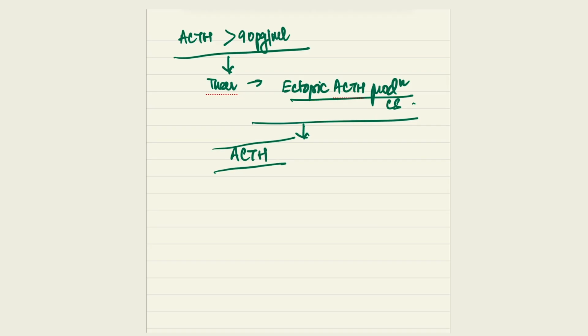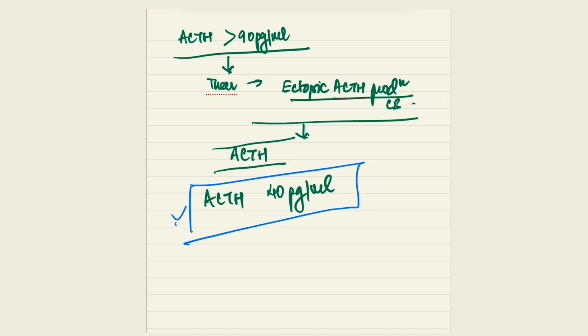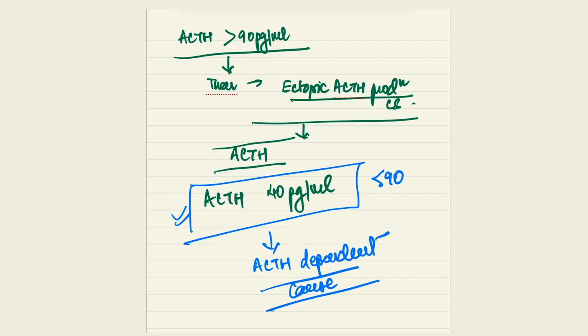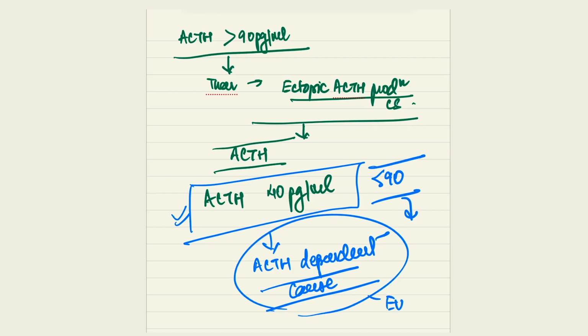Say for example, our patient comes out to be 40 picogram per ml. So if the ACTH is 40 picogram per ml, this shows that it is ACTH dependent. And this is less than 90. So it seems to be an ACTH dependent eutopic cause. That is, the most common cause here would be a pituitary adenoma. Alright.